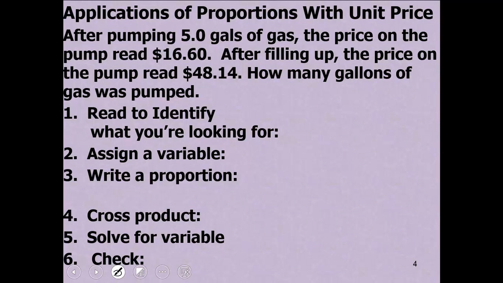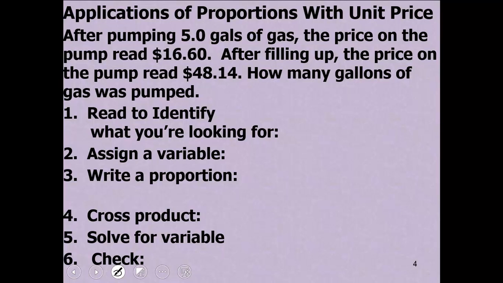There's lots of other ways we use proportions and unit pricing. So let's do a couple of them. The rest of them are a bunch of just different examples. After pumping 5 gallons of gas, the price on the pump read $16.60. After filling up, the price on the pump read $48.14. How many gallons of gas was pumped?